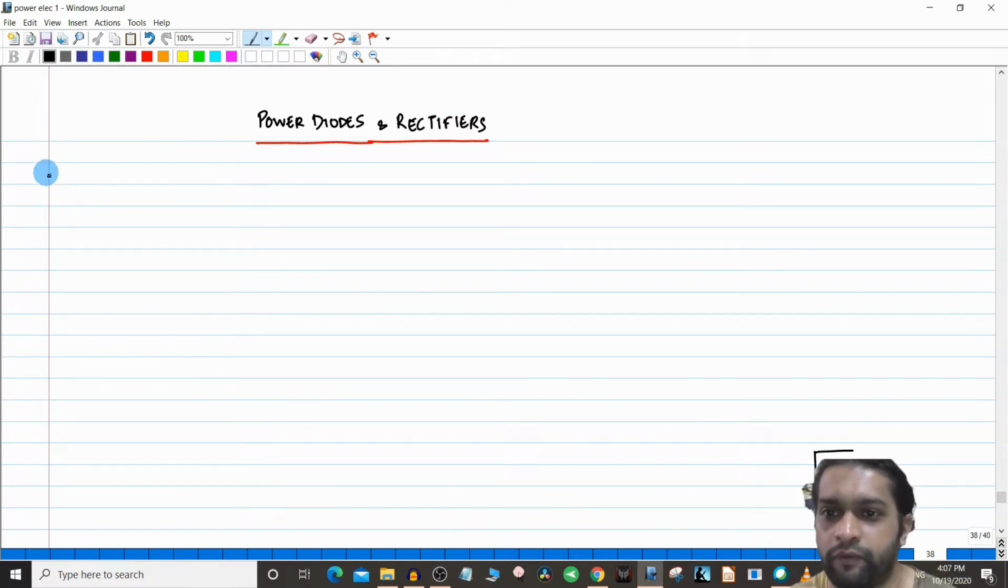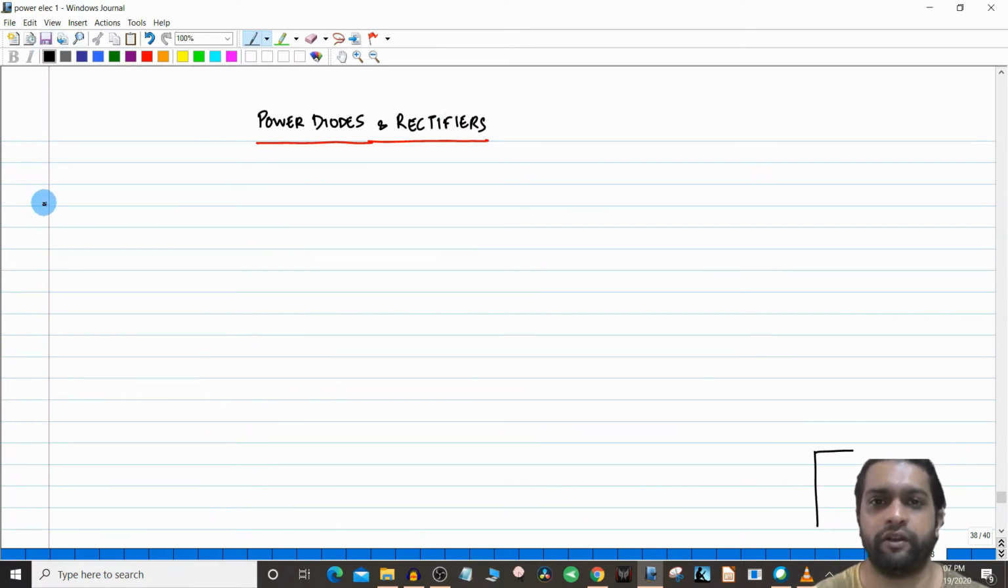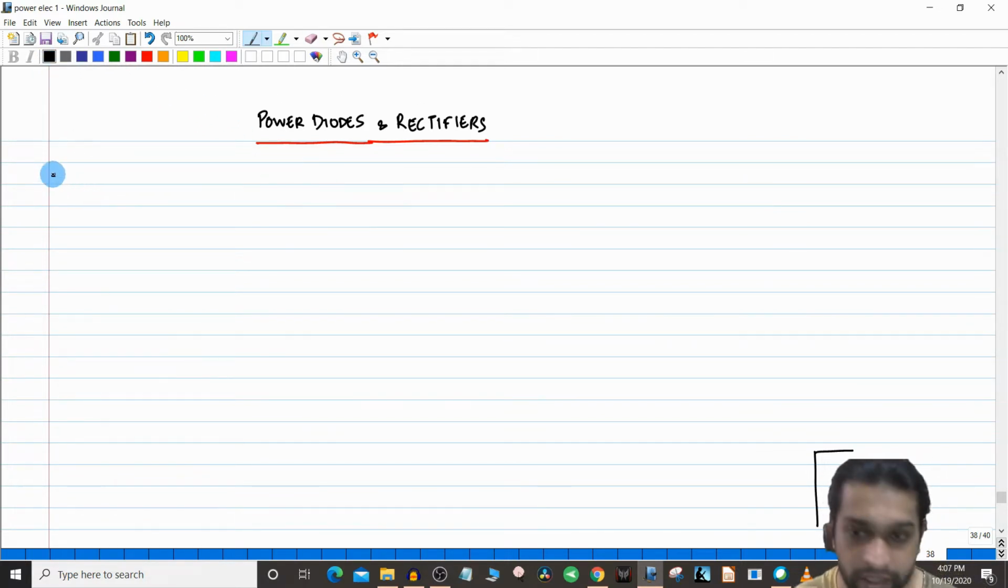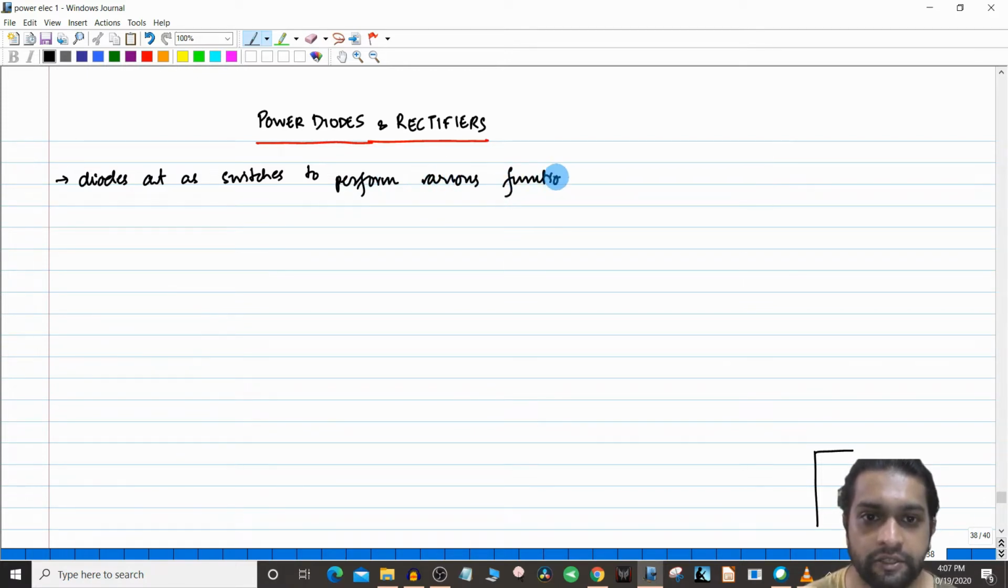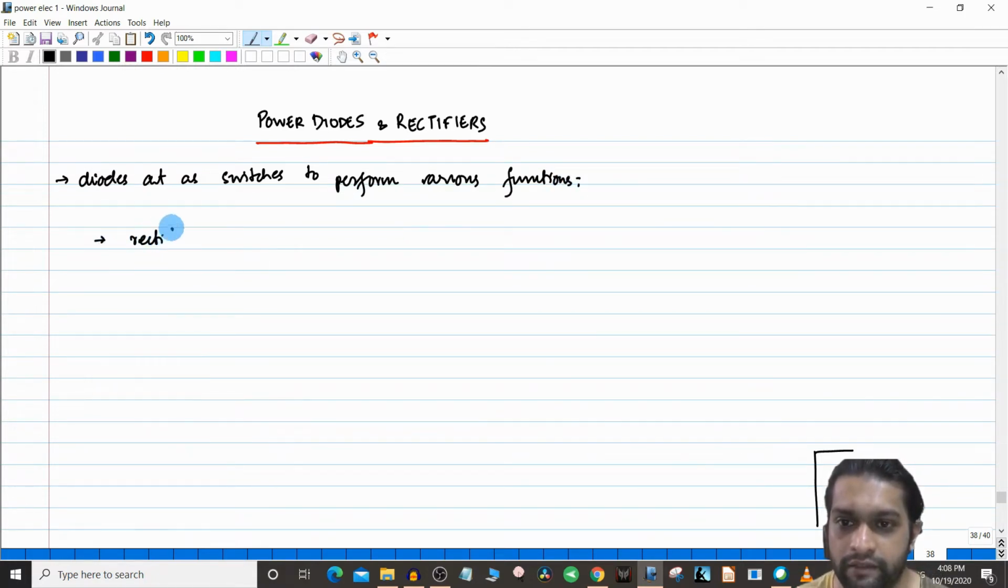Before starting the actual discussion on power diodes, we have to see some areas of applications in which diodes are used. I already told you any power electronic device is basically a switch. Therefore, power diodes are also basically switches. The diodes act as switches to perform various functions. With various types of switching activities, you get different types of applications. They can be used as a rectifier, so they will be used in rectifiers.